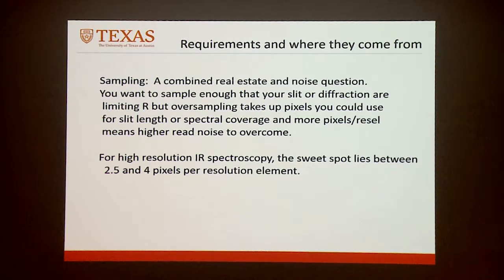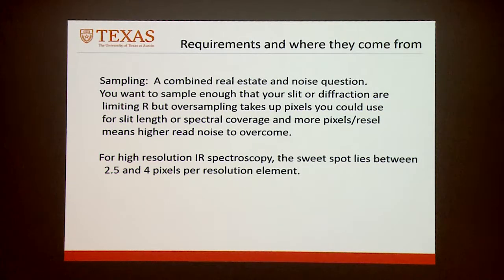Okay, so sampling, so that is how many pixels you're going to use per resolution element. It's a combination of the real estate you have and a noise question. So real estate is the more you oversample, the shorter your slit's going to have to be if you're cross dispersing, or the less bandwidth you can cover. Another disadvantage of large numbers of pixels is when you look at a resolution element, you're going to have to average pixels together, and there's going to be more noise because you're putting less light on each pixel.